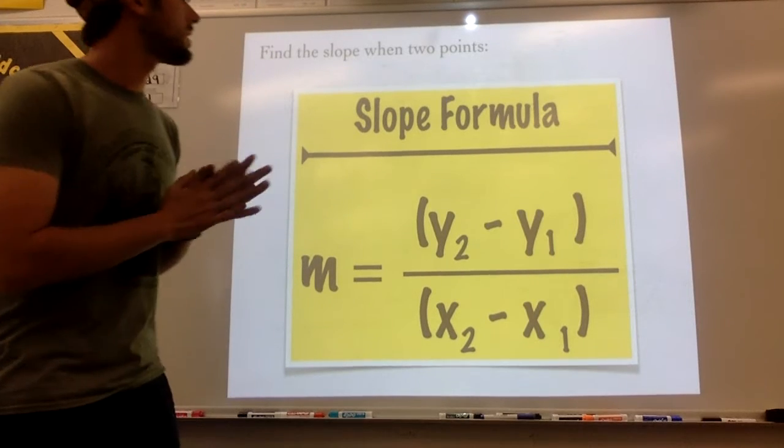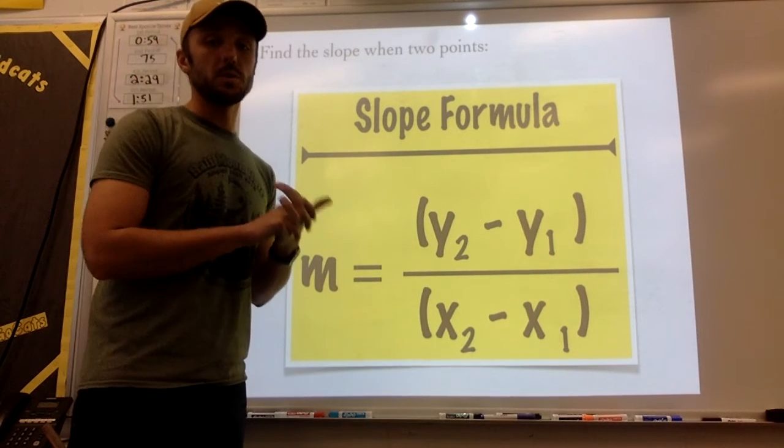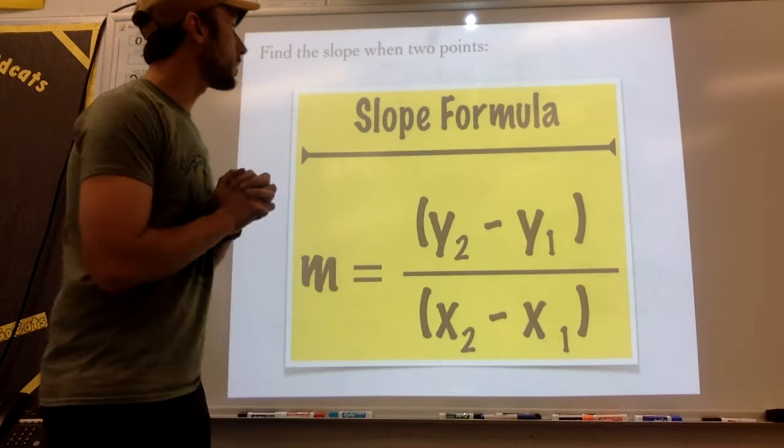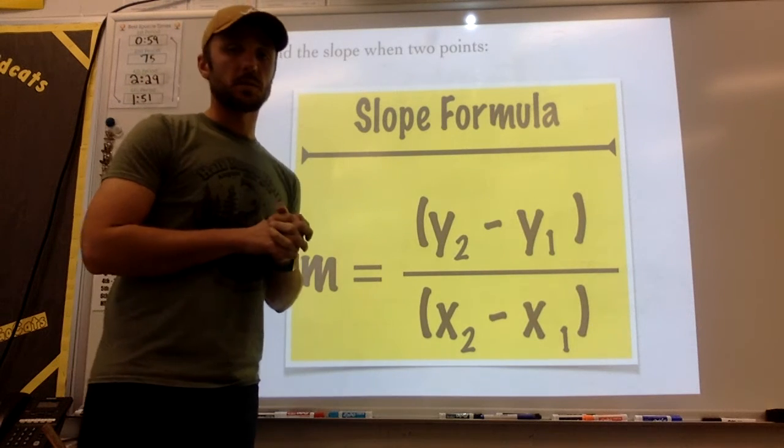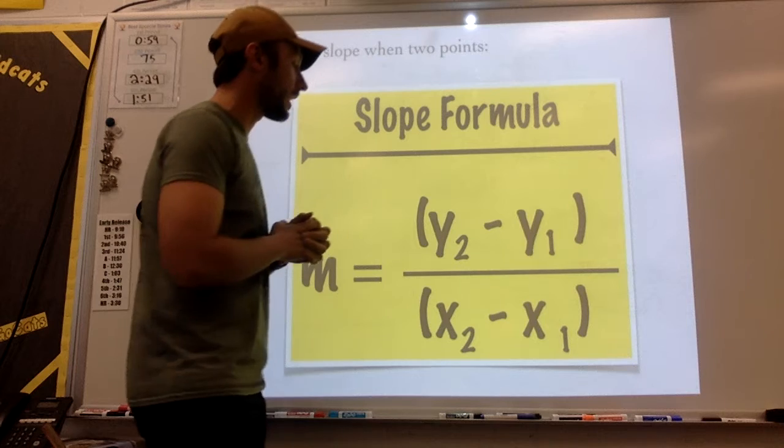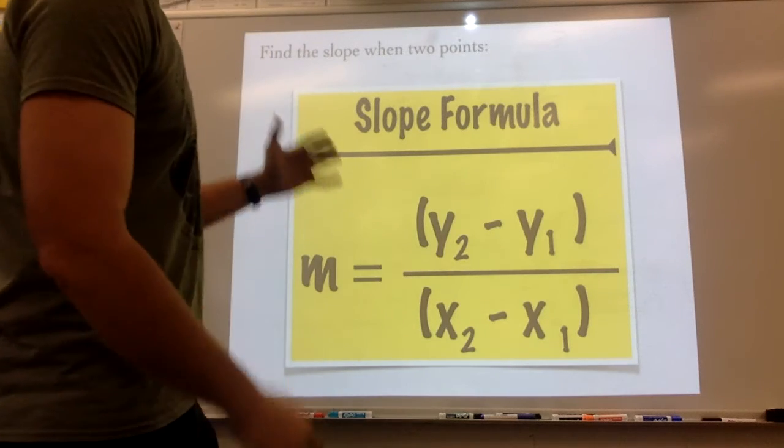All right, now let's look at how we can find slope given 2 points. So not always will we have a line to find the slope from. Sometimes we'll be given just 2 points of that line. So this right here is the slope formula.